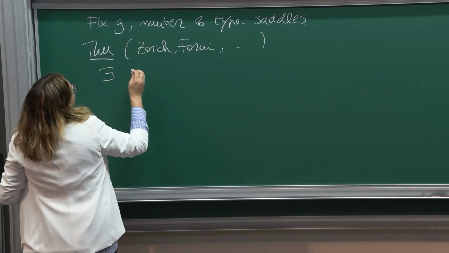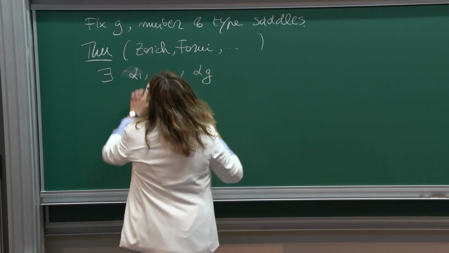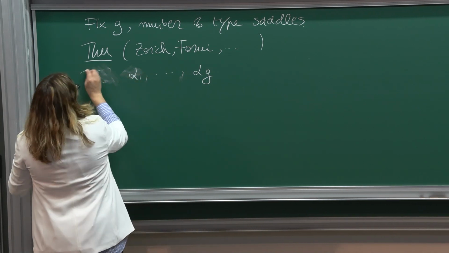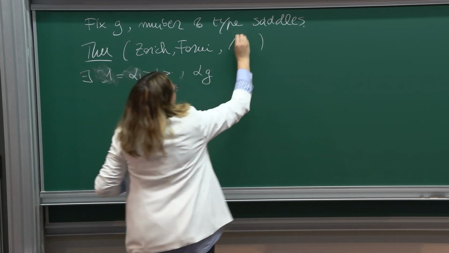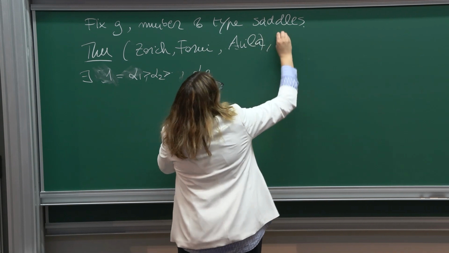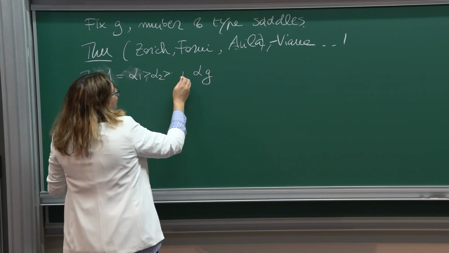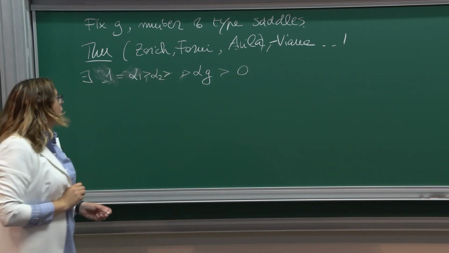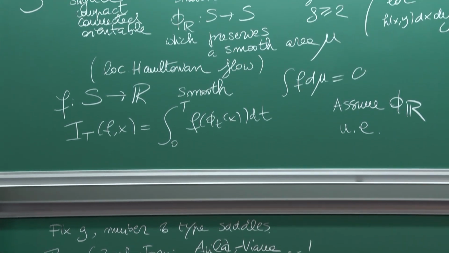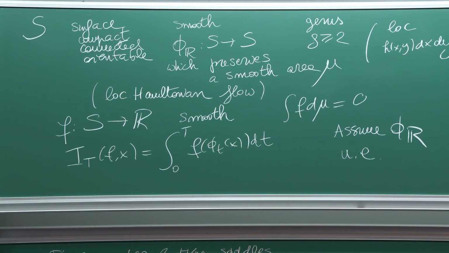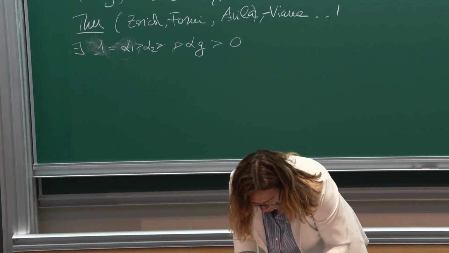So what I want to say is that there exist some exponents alpha 1, ..., alpha g, with alpha 1 strictly greater than alpha 2, strictly greater than ... alpha g, strictly greater than 0, and maybe let me put Avila and Viana also here. So I want to say that ergodic integrals display power deviations, but the powers that appear are only one of these g possible exponents. Give me 1 second, I really should find the statement as I wrote it in the notes.